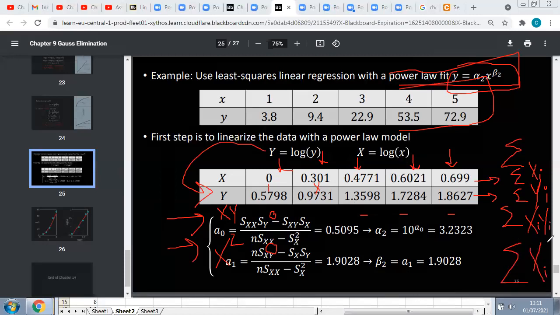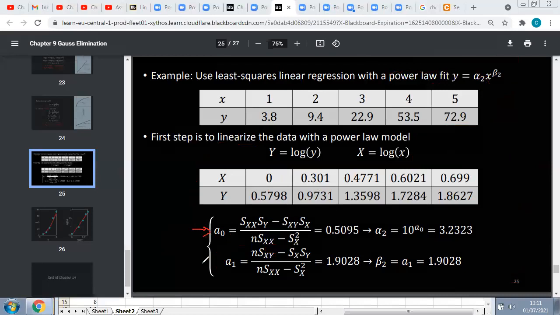Now, once I have all my elements, all I have to do is to replace into the equations of A0 and A1, which will allow me to get the coefficients of the linear fit. And once I obtain them, as I told you, I use the formulas relating alpha 2 and A0. Okay, so we have seen that A0 is equal to log of alpha 2. So now to get alpha 2, all we have to do is 10 to the power A0.